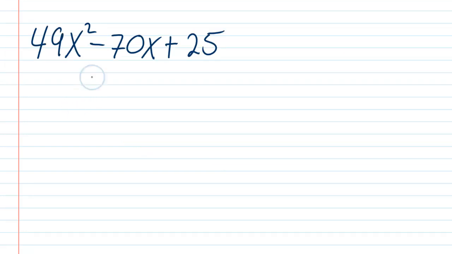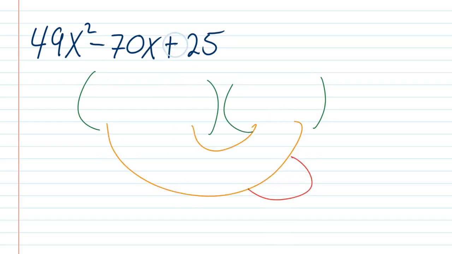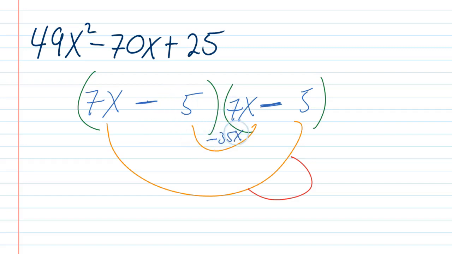One more time, we build our houses. Because the end is positive but the middle is negative, they're both minus. This 49, it breaks up into 7x and 7x. 25 breaks up into 5 times 5. We always start with the terms that are most similar to each other. Then we check. Negative 5 times 7 is negative 35x.